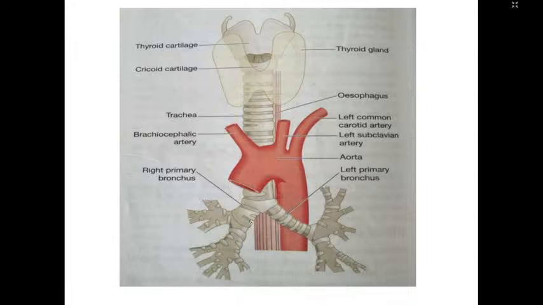So there is an oblique fissure which is present on both sides, which differentiates between the superior and the inferior lobe on the left side. And then on the right side there is a horizontal fissure which divides the superior and the middle lobe. Then there is an oblique fissure which divides the middle and the inferior lobe on the right side. So on the right side there are two fissures, on the left side only one oblique fissure. On the right side there is an oblique fissure and a horizontal fissure.